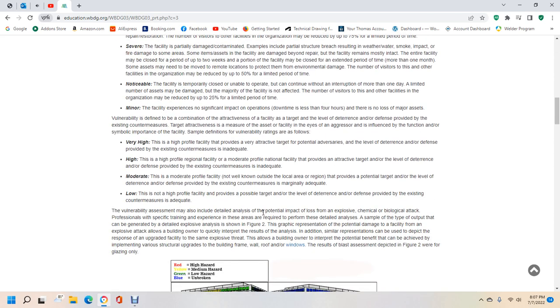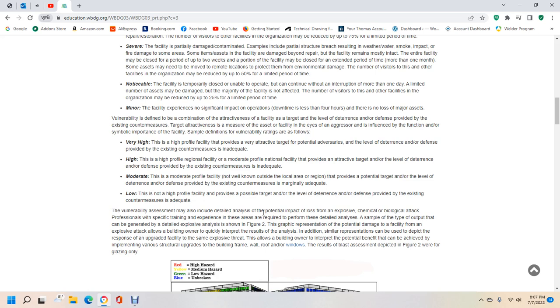Vulnerability is defined by a combination of the attractiveness of the facility as a target and the level of deterrence and defense provided by the existing countermeasures. Target attractiveness is measured by the asset value of the facility in the eyes of the aggressor, the influence of its function, and its symbolic importance. Sample definitions for the vulnerability ratings are as follows. Very high: a very high profile facility provides a very attractive target for a potential adversary, and the level of deterrence and defense provided by existing countermeasures is inadequate.